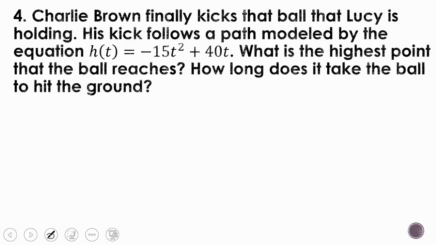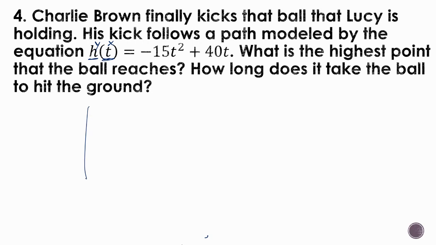Number 4, Charlie Brown finally kicks that ball that Lucy's always holding for him. His kick follows a path modeled by the equation given there. This is telling you that height is a function of time. It means height is your y and time is your x. What is the highest point that the ball reaches? How long does it take the ball to hit the ground?